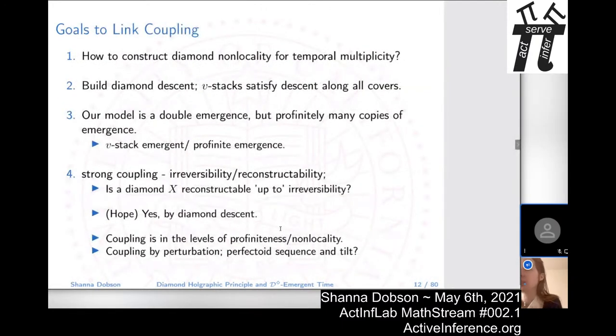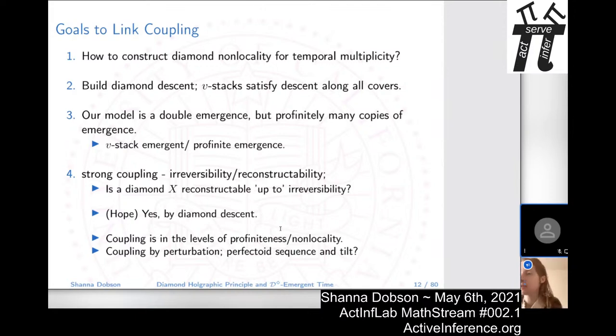So the goal is to actually link strong and weak coupling. How do you actually construct this diamond non-locality for a temporal multiplicity? I think that's really in tune with embodied cognition, to have a multiplicitous time, meaning there is not just one, but how could you actually model time acting globally, non-locally, but also in a multiple way? And that's super French continental philosophy at that point. That's like my upbringing. So I'm really interested in this phenomenal multiplicity because it lets the individual be, and it makes embodied cognition what I feel it is.